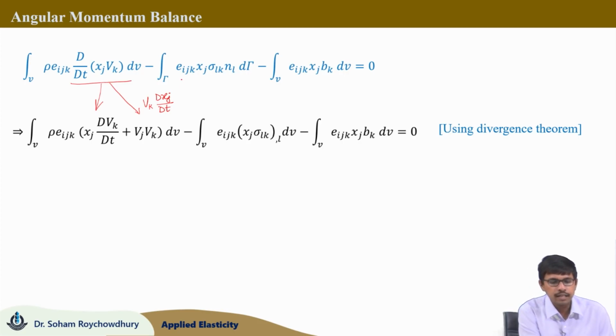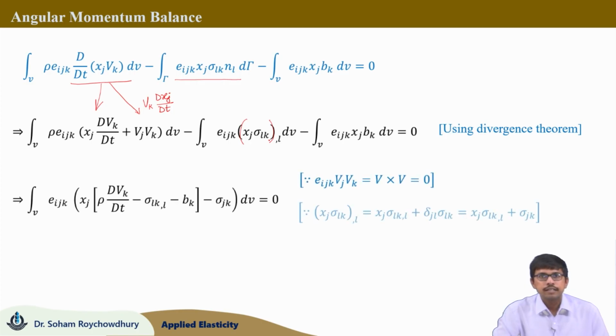So, the surface integral ε_ijk x_j σ_lk n_l is now written as ε_ijk x_j σ_lk, this entire thing comma l, integrated over the volume, and the last term remains as it is. Now, these can be simplified further like this.